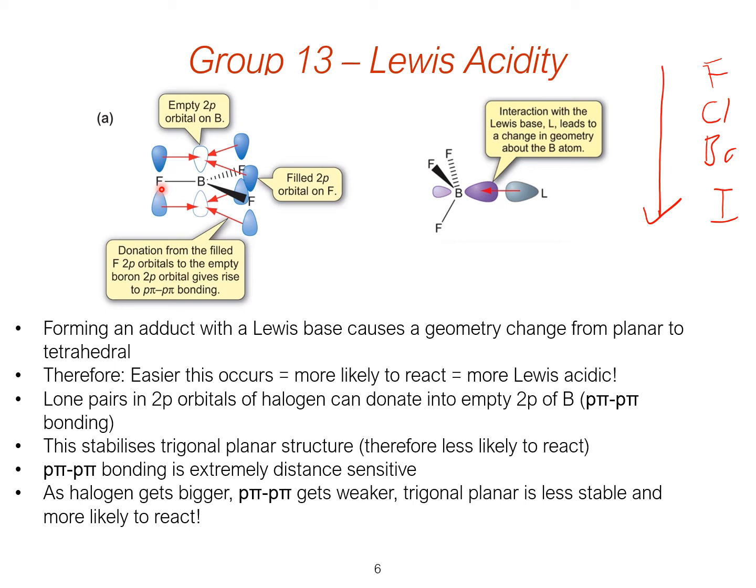However, this p-pi bonding is extremely distance sensitive. So if this was a chlorine here instead of a fluorine, it's much larger. It would be further away from the boron because of how big it is, and this p-pi bonding wouldn't be as strong. Therefore, the trigonal planar structure wouldn't be as stabilized, and therefore, if we go back to point 2, it's easier to cause this geometry change. It's more likely to happen, and then it's more Lewis acidic. So it's all to do with the stabilizing effect of this p-pi bonding and how that differs with atomic radius.